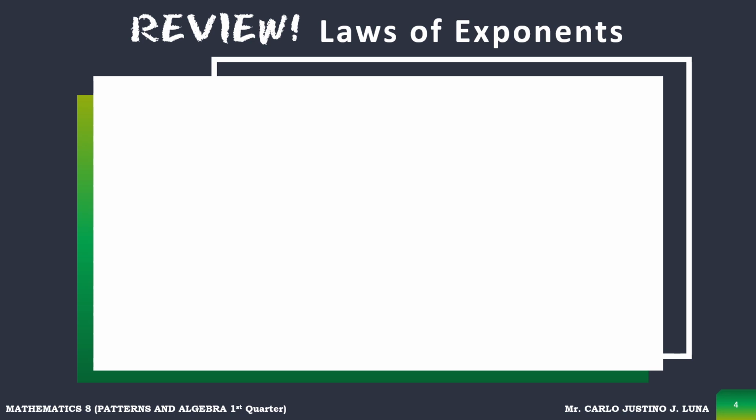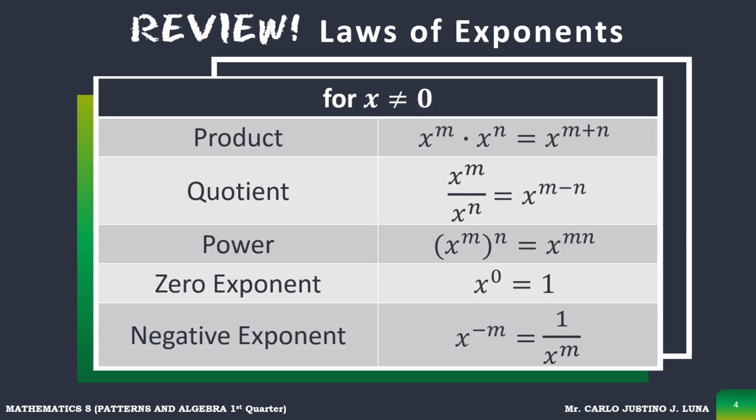Okay, let us now recall the laws of exponents. For x is not equal to 0, first rule is the product rule, wherein it says that if we have x raised to m times x raised to n, that is equal to x raised to m plus n. That means if you are multiplying variables that are the same, all you have to do is add up the two exponents. Second is the quotient rule.